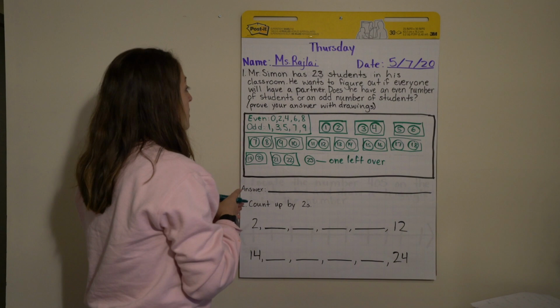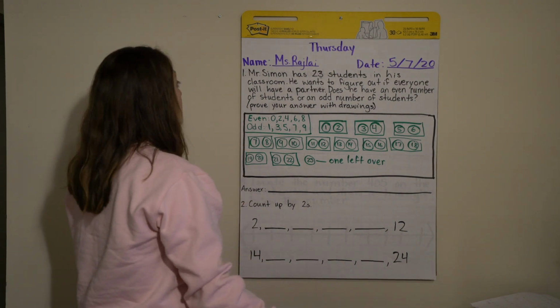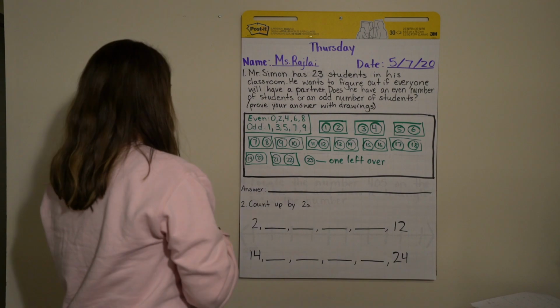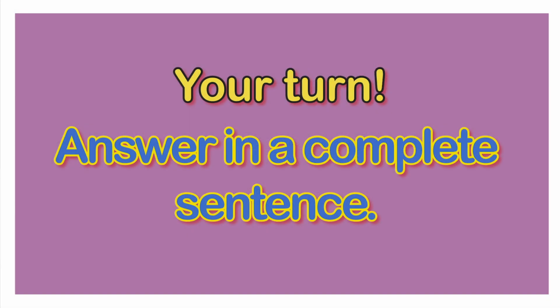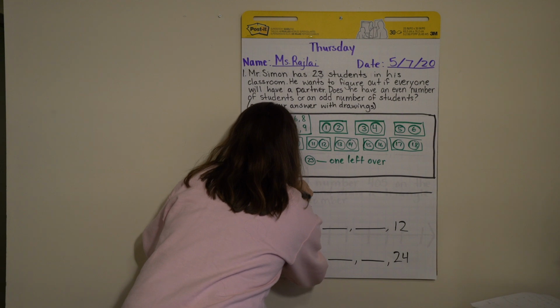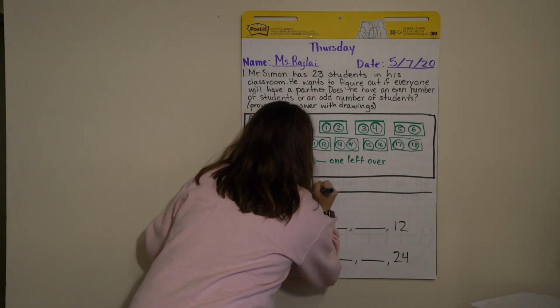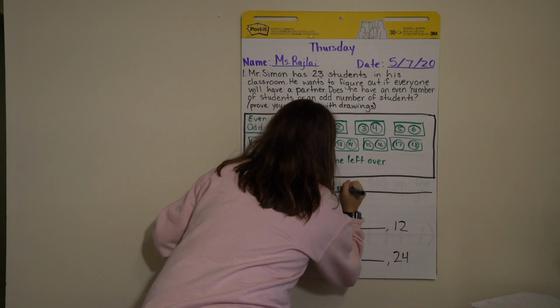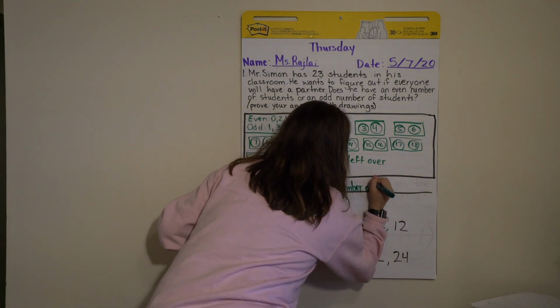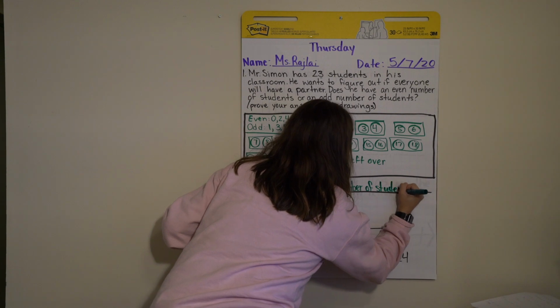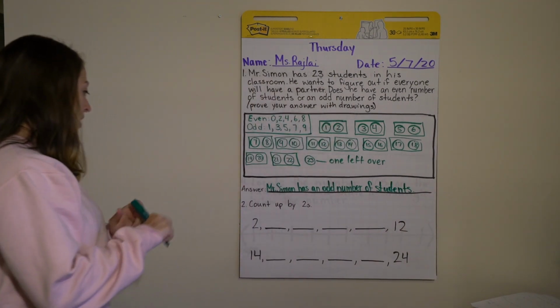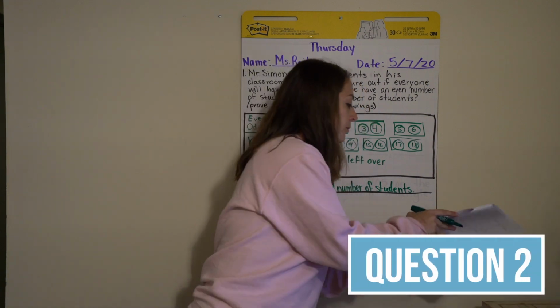So you're going to answer this question. Does he have an even number of students or an odd number of students? Okay, so Mr. Simon has an odd number of students. All right, let's go on to question number 2.